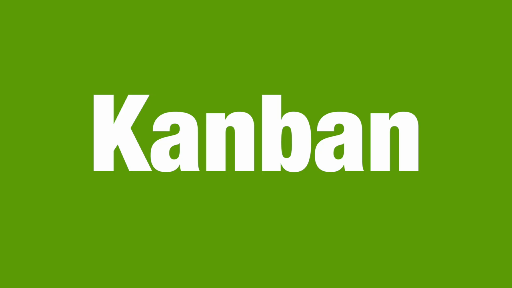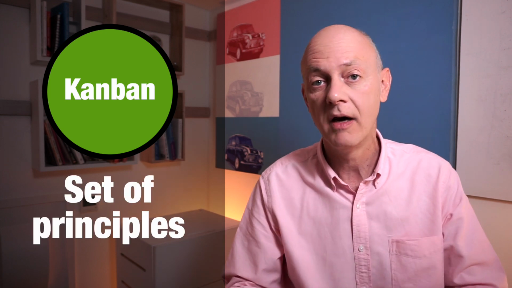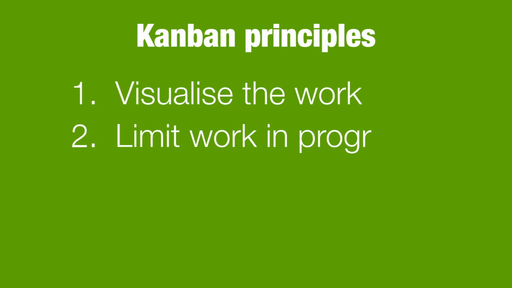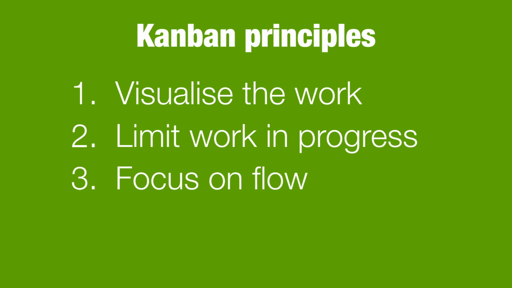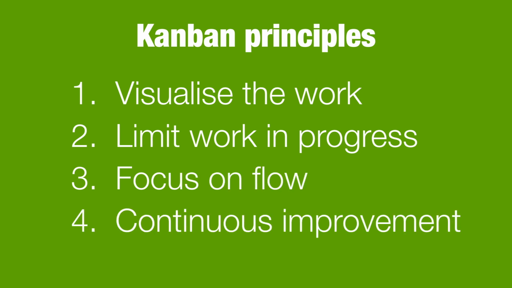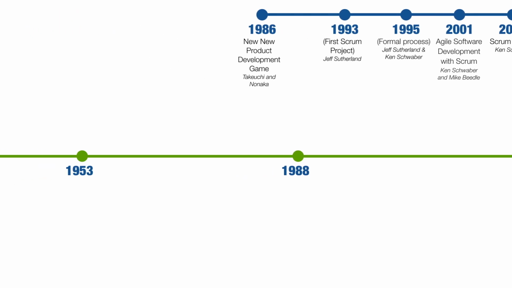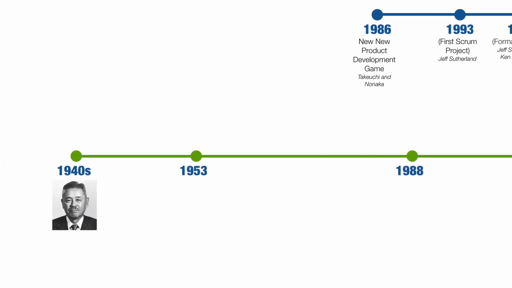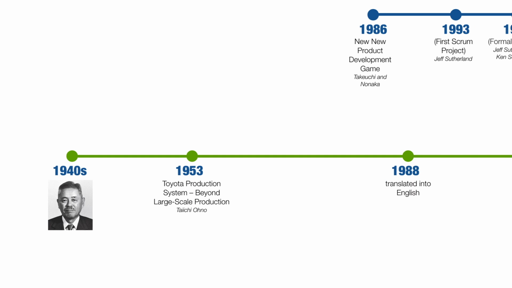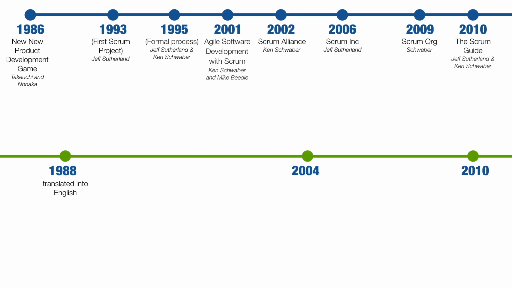Moving on to Kanban. Now, Kanban at its root, at its heart, at its origin, is neither framework nor methodology. It's a set of principles. These principles: visualize the work, limit work in progress, focus on flow, continuous improvement. Because it is a set of principles, Kanban has wide application, from factories to shops to restaurants to coffee shops and many more besides. Kanban is far older than Scrum, tracing its roots back to the 1940s, but it wasn't until the noughties that it made its presence felt in our Agile world.